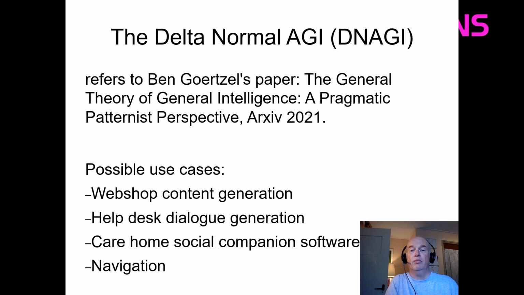What is it about? Well, the Delta Normal AGI refers to Ben Goertzel's paper, The General Theory of General Intelligence, and that paper can be found on arXiv. Possible use cases for the AGI are, for instance, web shop content generation and, for instance, care home social companion software.